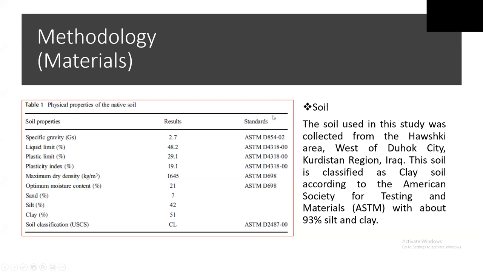The methodology followed for our research uses these waste materials as a stabilizer within the soil in the area. The soil chosen is representative of the case study: the Haushki area, west of Duhok city in the Kurdistan region. This soil is classified as clay soil according to the American Society for Testing and Materials, ASTM, and we have 93% of silt and clay.